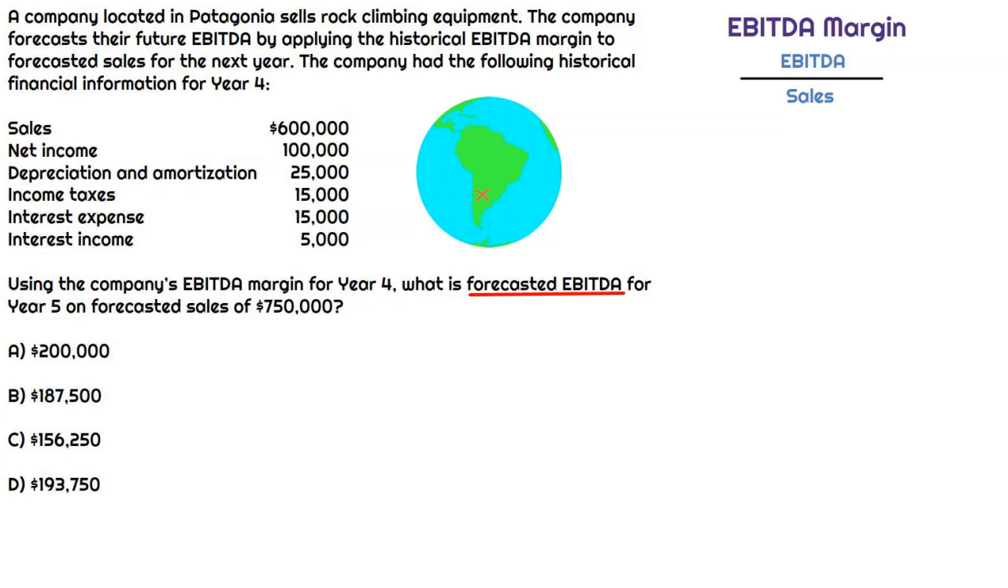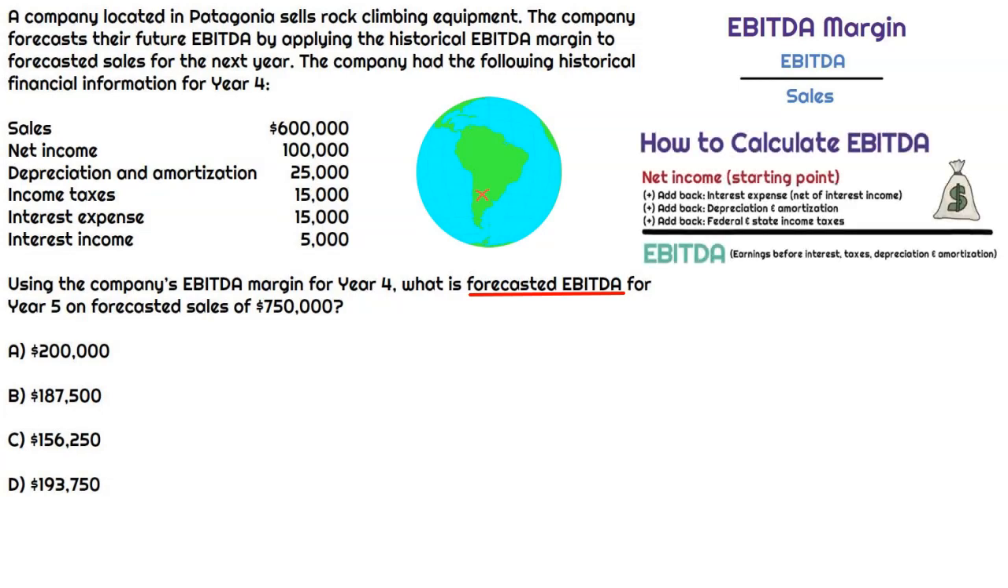So what we need to do is first use this financial information to calculate the company's EBITDA, and then we can calculate the EBITDA margin by applying it to that sales of $600,000. When it comes to calculating EBITDA, our starting point is typically net income, and then we'll add back items like depreciation and amortization, income taxes, and then interest expense net of any interest income. So it looks like we are given that.